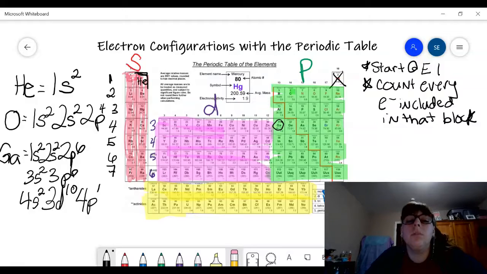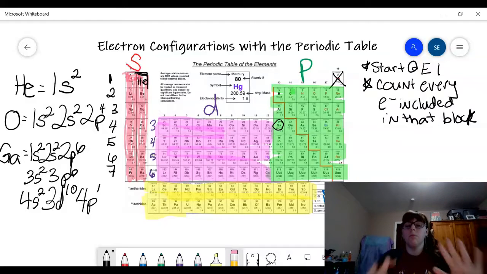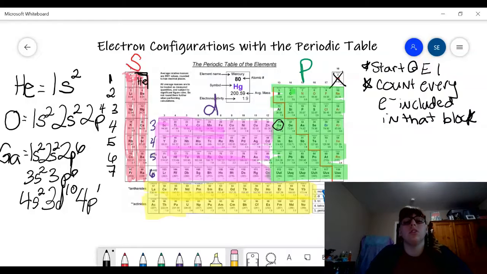I would highly recommend coloring in a periodic table like this, even if it's not your hard copy of your periodic table. It will really, really help you in trying to determine what the electron configuration is for certain elements, as well as if you're given an electron configuration, it will allow you to determine what element that is.